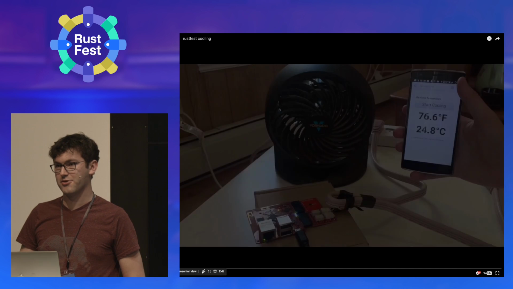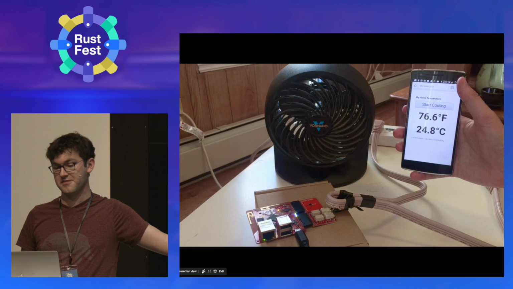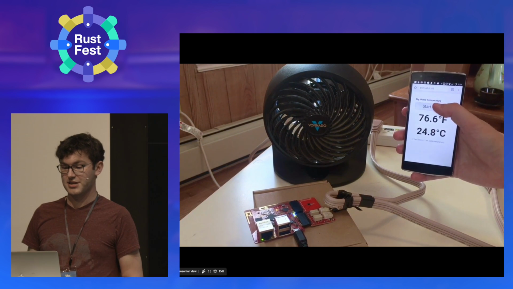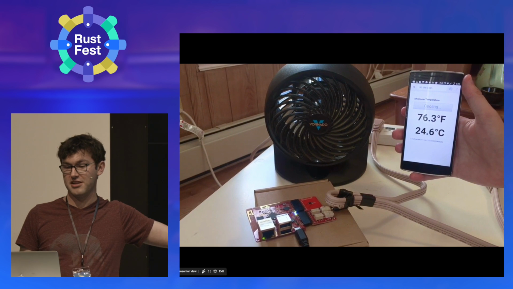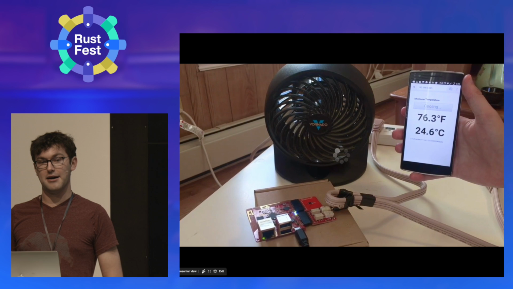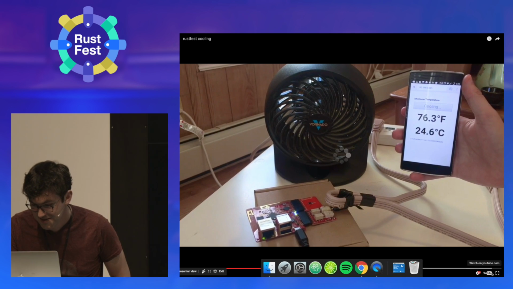In this video, I'm using a web server that is hosted on the Tessel, and I'm going to hit the start cooling button, which will turn on the relay and thus turn on the fan in the background. You can see the temperature slowly dropping because of the climate sensor, which is right there inside of the Tessel itself.